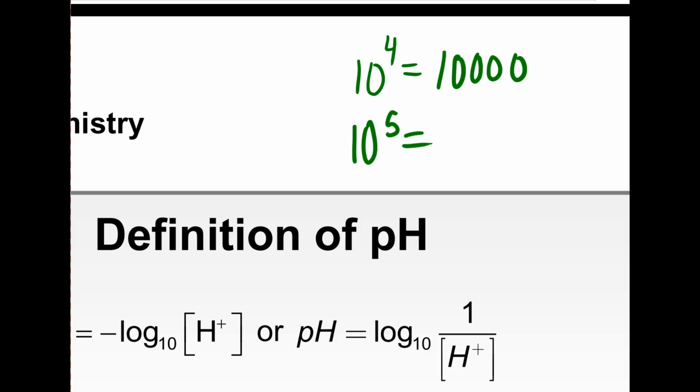All right, 10 to the 5th is literally 1 followed by 5 zeros. 100,000. Okay.